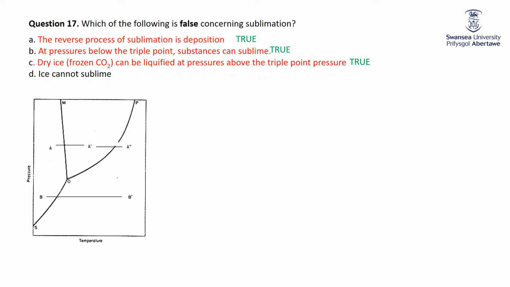And finally, ice cannot sublime. Well, of course, this phase diagram is actually that of water, which you could have told from the fact that this solid-liquid line is pointing slightly to the left. Here's ice, and ice can very definitely sublime down there. As long as you're below the triple point, ice can sublime quite happily. So therefore, the statement that ice cannot sublime is false.